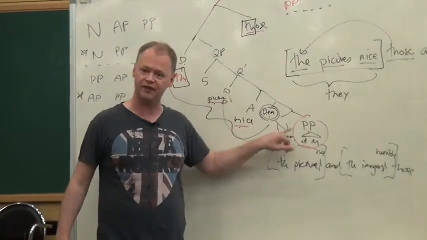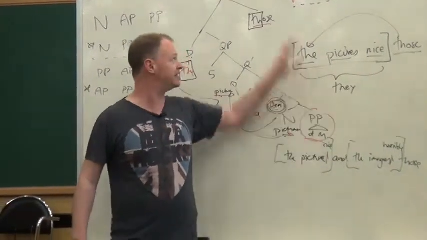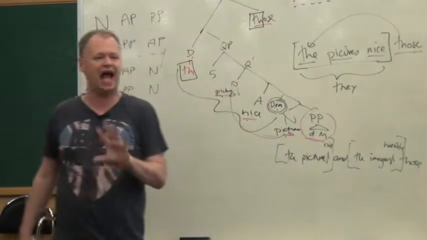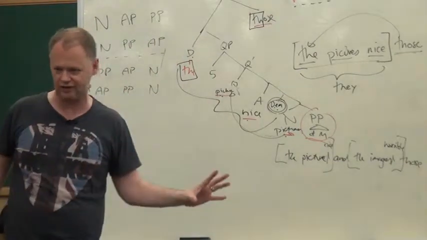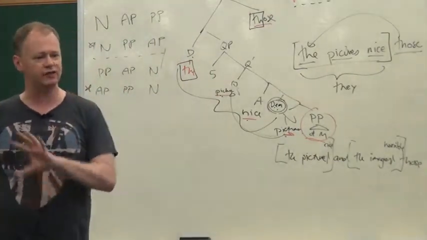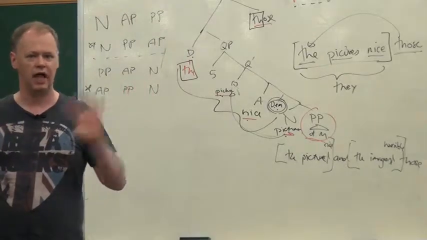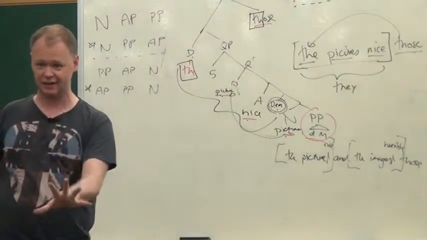It's not in the complement of N position. Okay, it has to be somewhere else. The question then is how to get it somewhere else. So this is now a question of derivation, as opposed to a question of surface analysis.